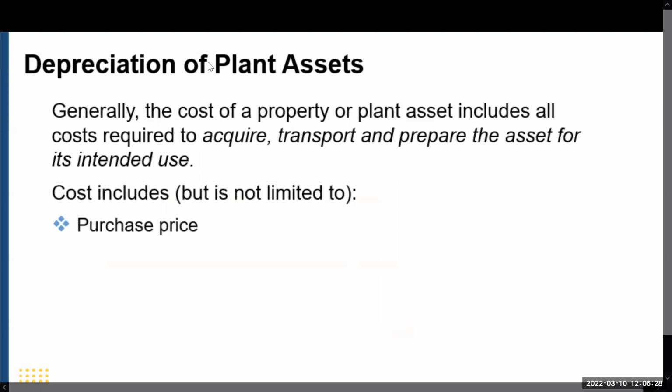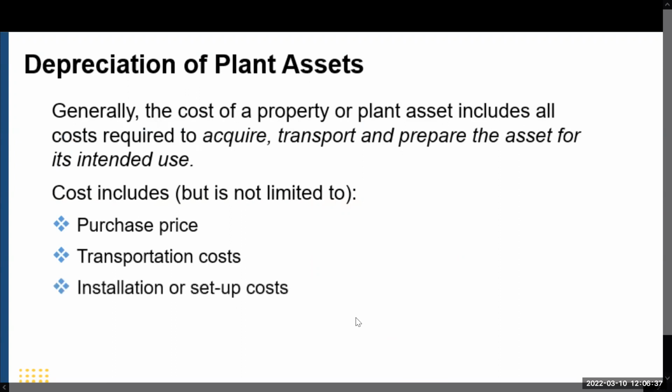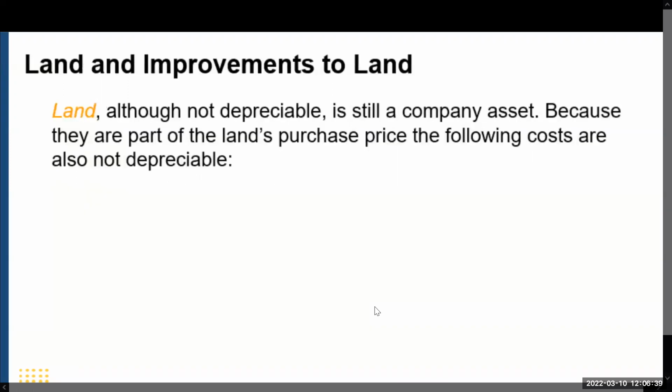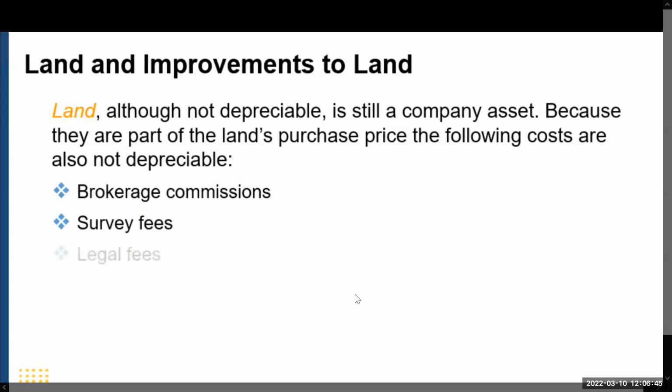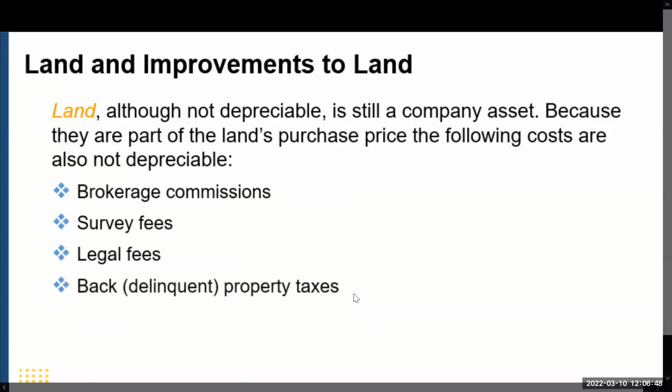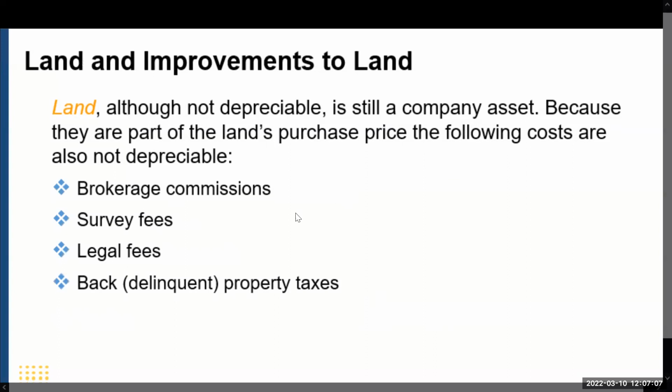When you calculate the cost, the first number you need to know is what you paid for it. That includes the purchase price, the transportation costs, any installation to set it up, and if you have to test it. And remember, land is not depreciable, but there is a list of things that would be included in the cost of the land. They would not be written off; they would just go on your books as an asset. The downside is you're never writing those off. They're sitting on your books as an asset, but you're not getting the expense to write them off.